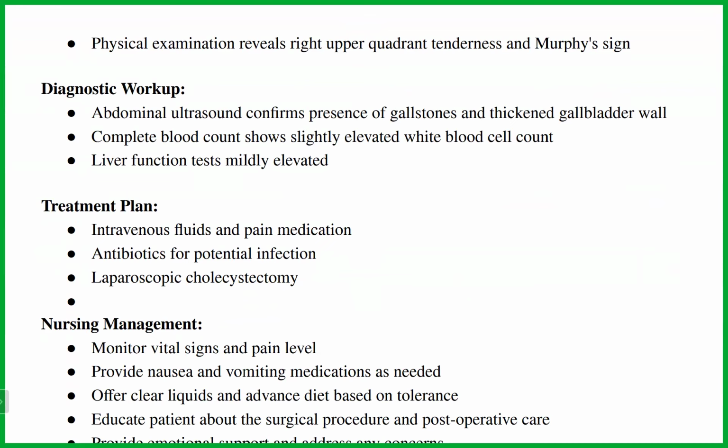Complete blood count shows slightly elevated white blood cell count. Liver function test mildly elevated. So anyway, the patient has been diagnosed with what? Gallstones. So we need to mention only the ultrasound regarding the abdominal ultrasound. You can write the remaining; these remaining points are semi-relevant.